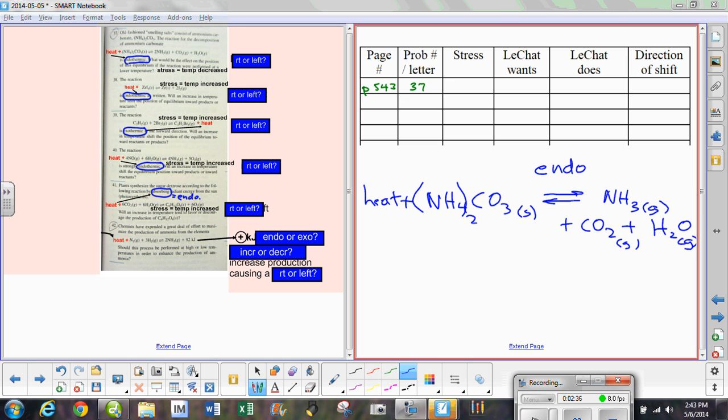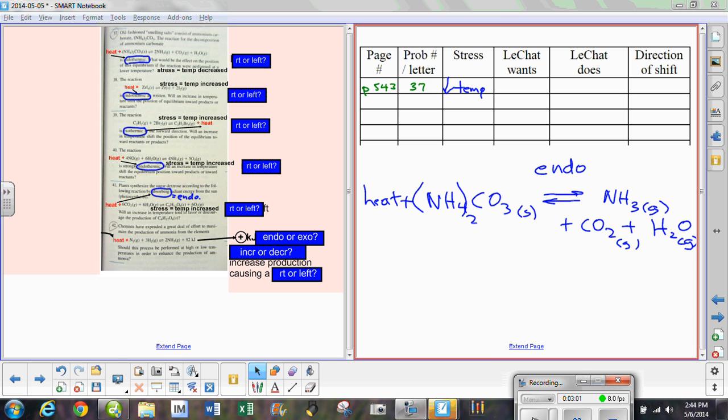So if I use it up, I'm going to be going off to the right. If I am going to produce heat, I have to shift to the left if I'm LeChatelier. But we're going to figure out the stresses first. So, Lewis, what's our first stress? Or what is the stress? Okay, at a lower temperature. So we're going to do a down arrow for temp.